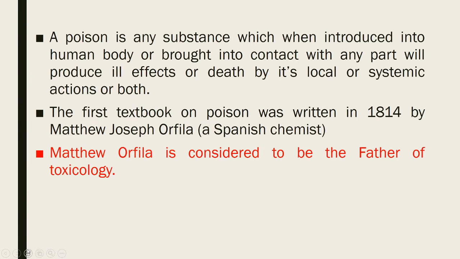And mainly poisons. Poison is a substance which, when introduced into the human body or brought into contact with any part, will produce ill effects or death by its local or systemic actions, or both. If we ingest a substance, or come in contact with some plants, it will act as an irritant or cause harmful effects to our body. Such substances are called poisons. The first textbook on poison was written in 1814 by Matthew Joseph Orfila, a Spanish chemist, who is considered the father of toxicology.